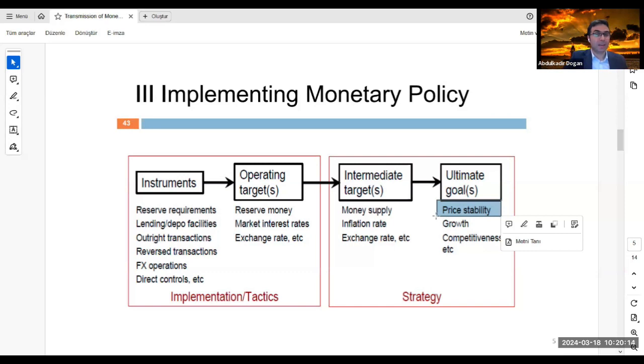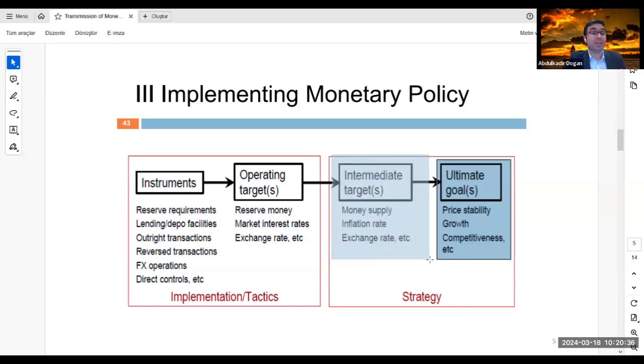Then when we say the employment market, it is about growth and competitiveness. Some central banks can also say that they are trying to achieve competitiveness in the market. They can be an alternative. But what is important here? While reaching this ultimate goal, because it is not easy to reach these goals, they can put some intermediate targets as well.